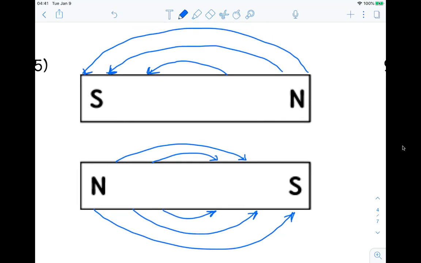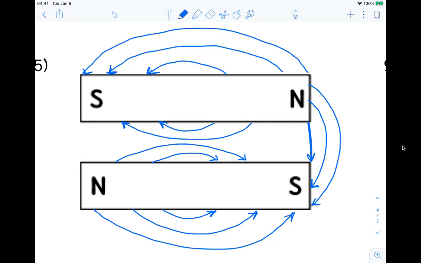You have the same thing again on the bottom here, so going from the north to the south. You could totally draw more. I'm just getting very close, so I'm going to leave it as that. You also have going from the north to the south this way. We have it on the other side as well.